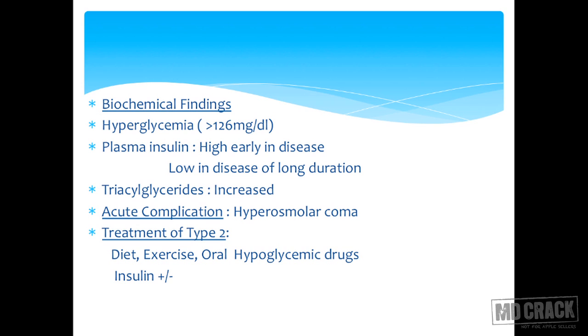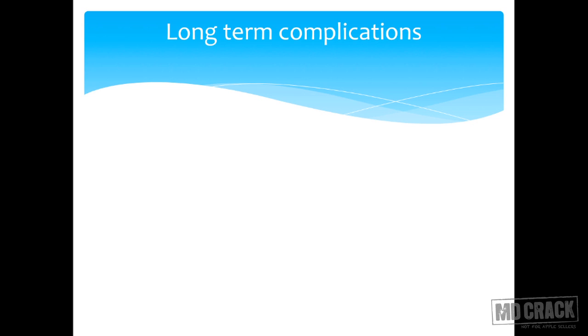Sometimes later on, as the disease progresses, these people may also require insulin. Some of them may become dependent on insulin. So insulin plus or minus. What are the long-term complications of diabetes mellitus?